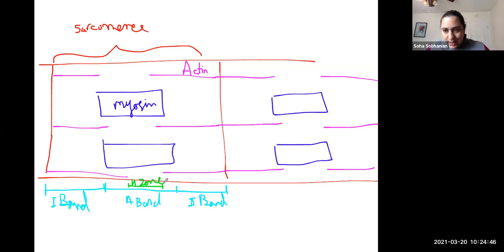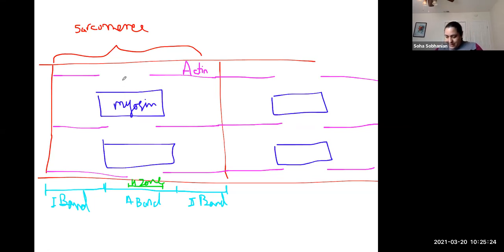So pay attention to this, guys. We're not going to go too much into detail beyond this. When we look at muscle contraction, pay attention to the word. When we're looking at muscle contraction, what is happening is the actin is going to interact with the myosin, and I'll show you what that interaction looks like. By this interaction, the actin is going to get pulled inside the myosin.